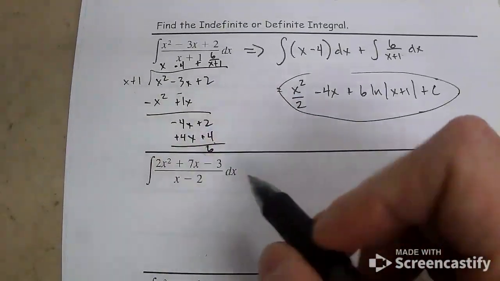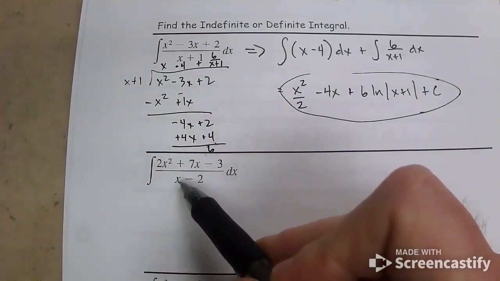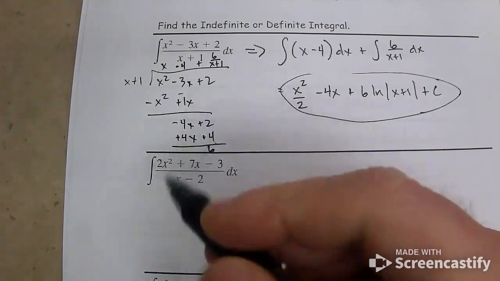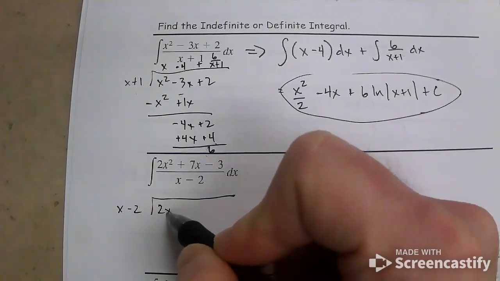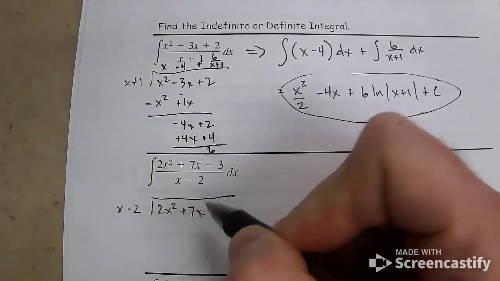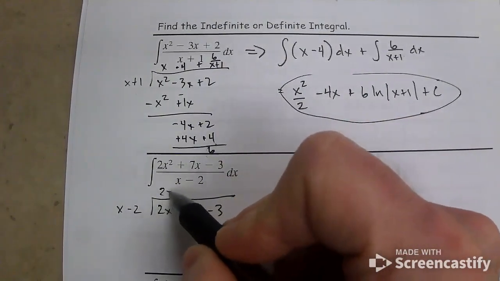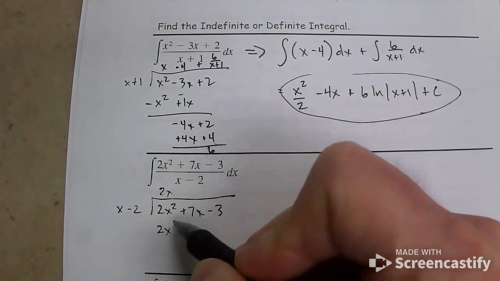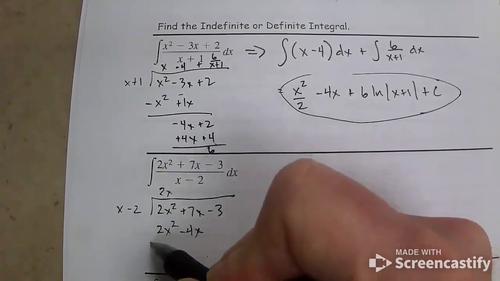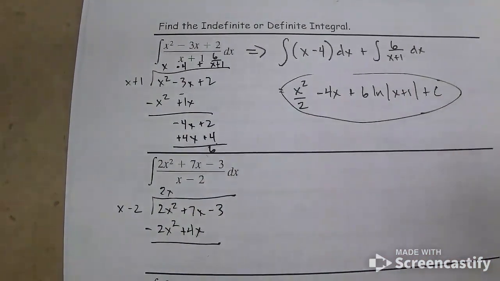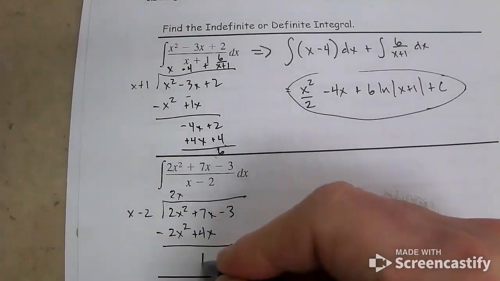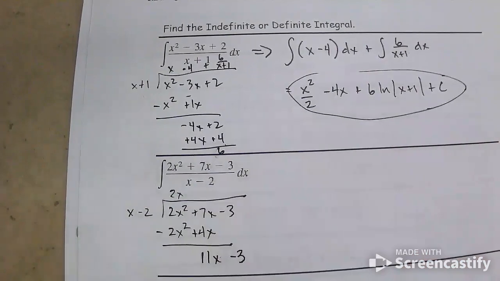Let's go ahead and set up our, notice, degree higher in the numerator than the denominator. So this is going to be a long division. So 2x squared plus 7x minus 3. So x times 2x gets me 2x squared. So this will end up being 2x squared minus 4x down here. So we take the opposite signs because we're going to subtract that. So this will end up being 11x minus 3.